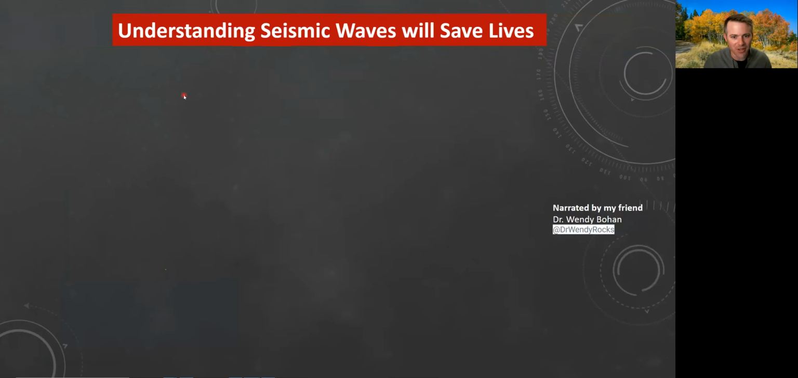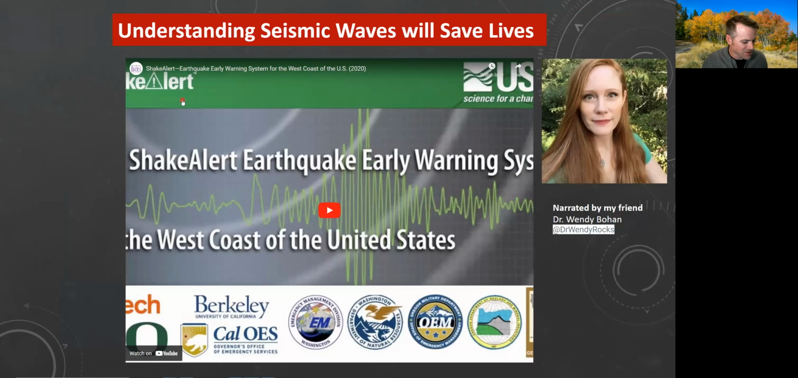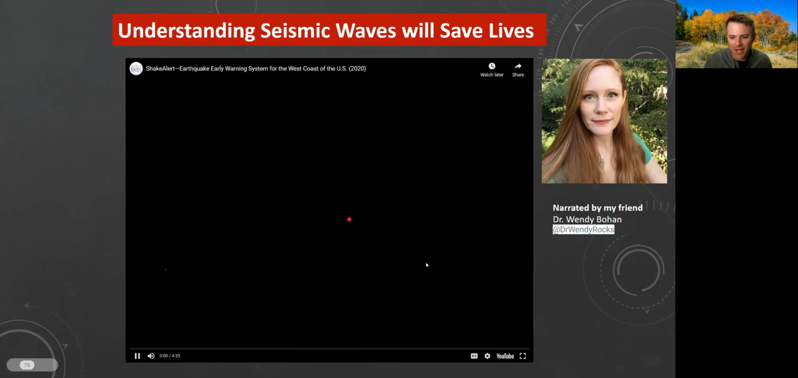So I'm going to skip this part because we don't really need to see that. I just want to end a little bit here with how the earthquake early warning system works and how we're going to stay safe. And so again, this is my friend Wendy. She's the one narrating this. It's a fairly new video that just came out at the end of last year that describes our earthquake early warning system in Oregon, Washington, and California. So here's how it works.